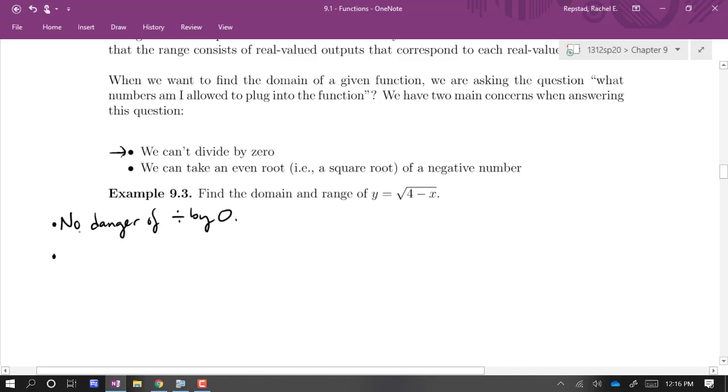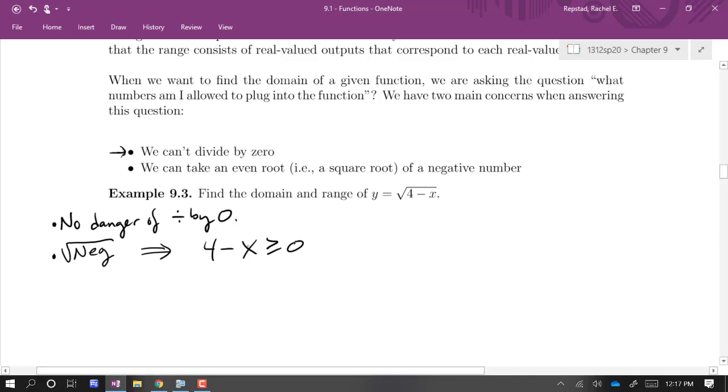Now let's consider the other scenario, or the other problem. We can't take a square root of a negative number. So if I want to consider the circumstances that would lead to this, I've got a radical here, a square root involved, and so in order to avoid having a square root of a negative, I need the stuff inside the radical to be greater than or equal to 0. You could take a square root of 0, it's 0, just not a square root of a negative.